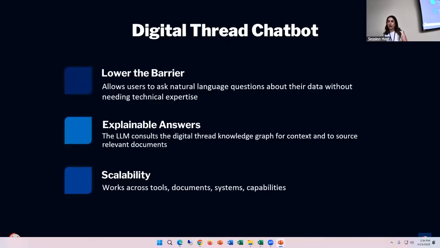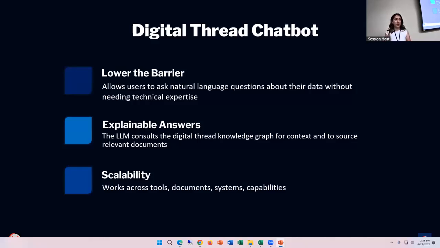The next tool that we have is the digital thread chatbot. And this allows users to ask natural language questions about their data within the engineering data fabric. So this includes Cameo Systems Modeler, Jira, GitLab, etc. We're able to ask questions, for example, for Cameo, we can ask questions like, what is this model about? Can you describe what is going on in this diagram? Could you explain the containment tree structure that we have within this model?